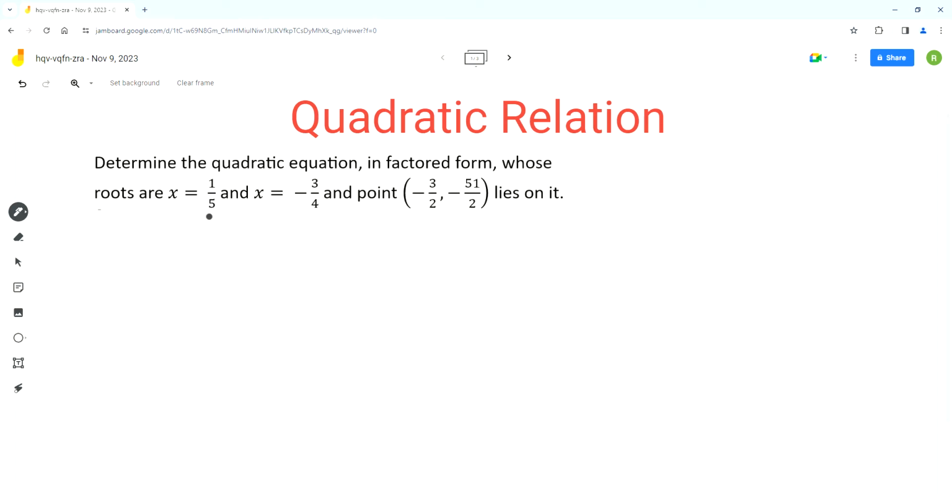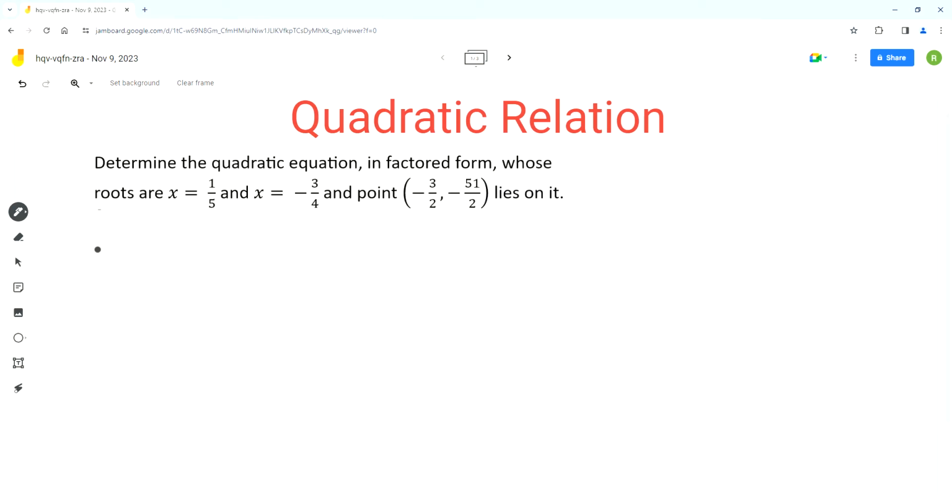Hello everyone. So in this video, we will find a quadratic equation in factored form whose roots are x equals 1 over 5 and x equals negative 3 over 4, and the point (negative 3 over 2, negative 51 over 2) lies on this quadratic function. Now since we have to find the equation in factored form, we should start by writing the general equation of a quadratic function in factored form.